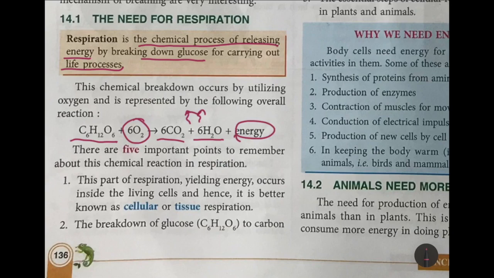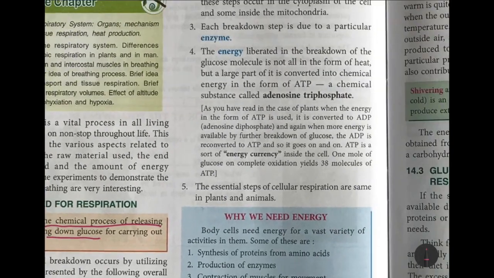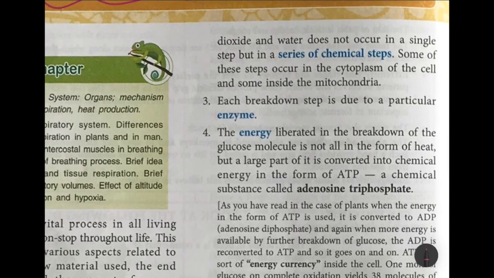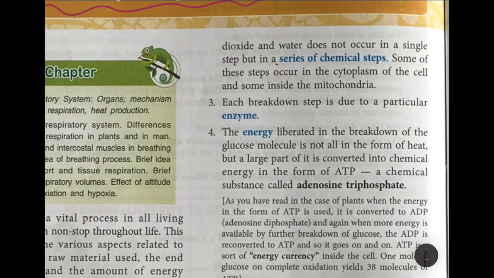Now there are 5 important points you need to remember in this chemical reaction. This part of the respiration which gives out energy takes place in the living cells. So it is known as cellular or tissue respiration. And this breakdown of glucose into carbon dioxide and water does not take place in a single step, but in a series of chemical steps, one after another. Some of these steps occur in the cytoplasm of the cell and some inside the mitochondria.